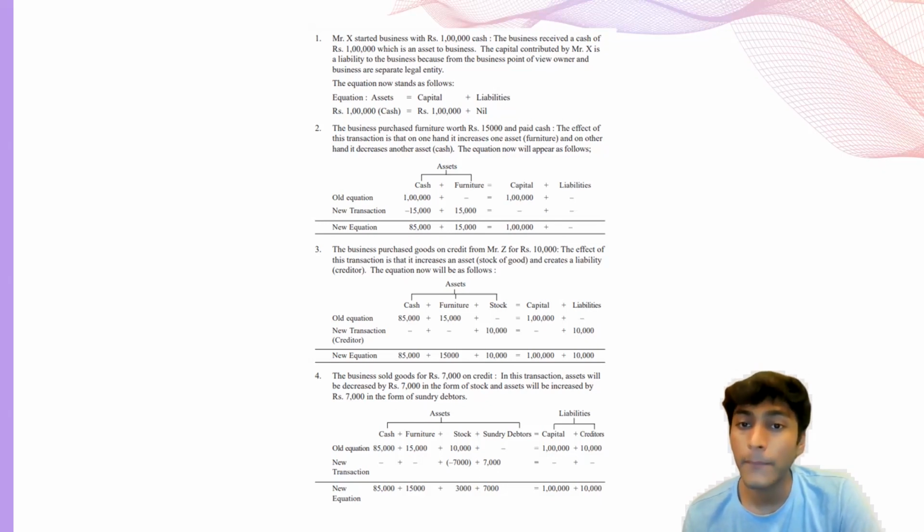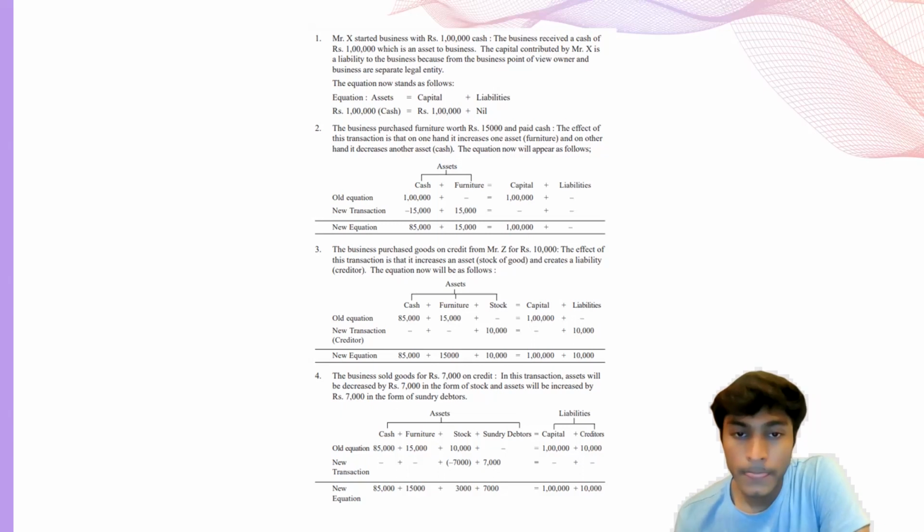Now coming to the second question: the business has then purchased furniture worth rupees 15,000, and in return they have paid in cash. The old equation was satisfied, asset equals liability plus equity, right? 1 lakh cash and 1 lakh capital were settled. The new transaction is that the business has purchased furniture and paid 15,000 in cash. So cash is an asset, and the asset is reduced: in cash we will deduct 15,000. On the other side we have received the furniture. Furniture is an asset.